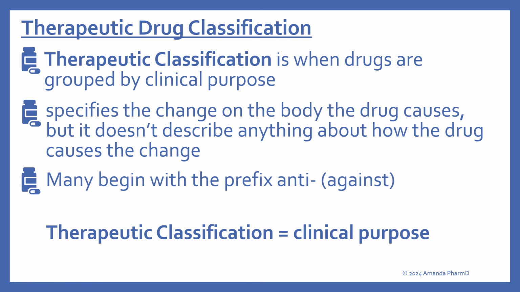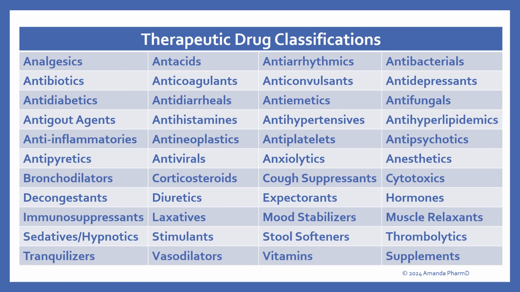So therapeutic drug classifications, that's when drugs are grouped by clinical purpose. It specifies the change on the body the drug causes, but it doesn't describe anything about how the drug causes the change. And many of the therapeutic drug classifications begin with the prefix anti, which means against. So this is a table of some different therapeutic drug classifications, and these are the ones we're going to be going over today in detail.